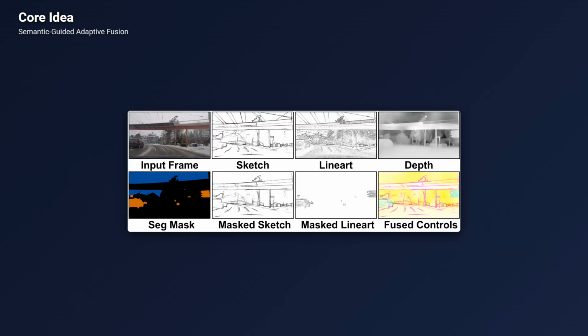Different scene regions need different control strengths. A segmentation mask partitions each frame into sky, road, vehicles, and pedestrians. Vehicles and pedestrians receive lineart, the strongest control for structural preservation. Sky receives only depth, the weakest, for free weather texture painting. This adaptive fusion preserves safety-critical objects while allowing realistic weather generation.